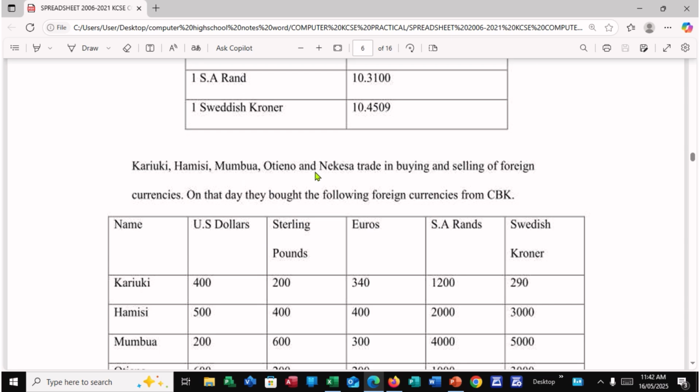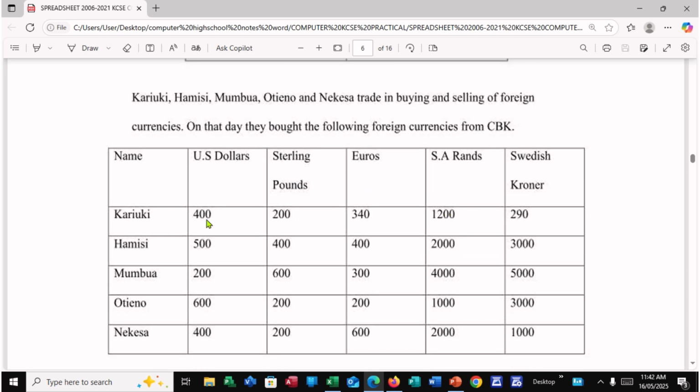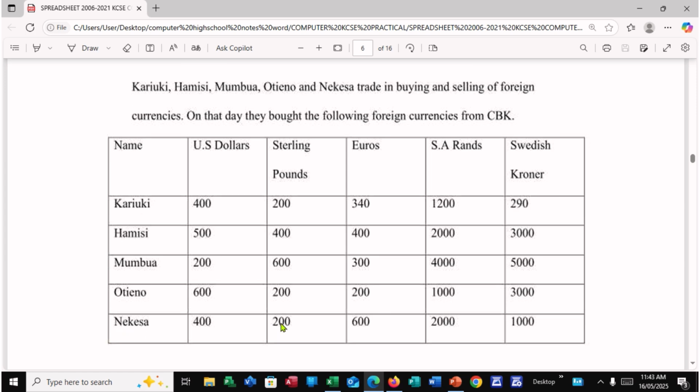Karaoke, Hamisi, Mumbua, Otieno, and Kcse trade in buying and selling of foreign currencies. On that day, they bought the foreign currencies from CBK. We have Karaoke bought $400 US, 200 sterling pounds, 340 euros, 1200 South African rand, and 290 Swedish krona. The same is for Hamisi, which varies, as you can see. And we have Mumbua, as you can see here. We have Otieno, as you can see, and Kcse.